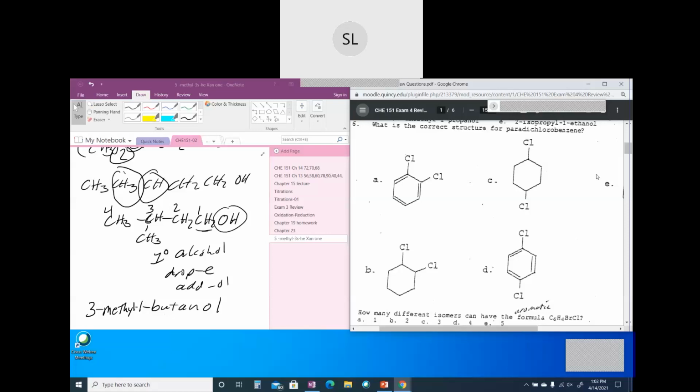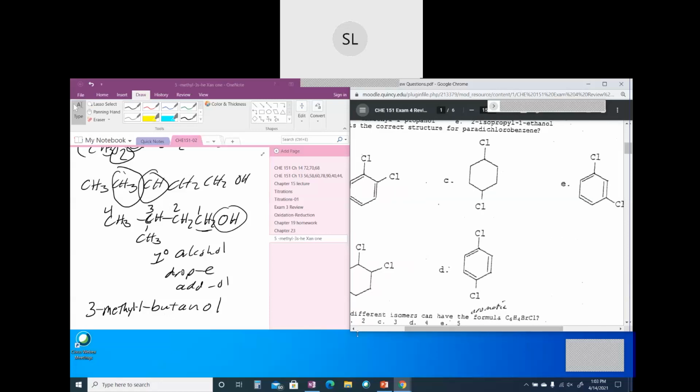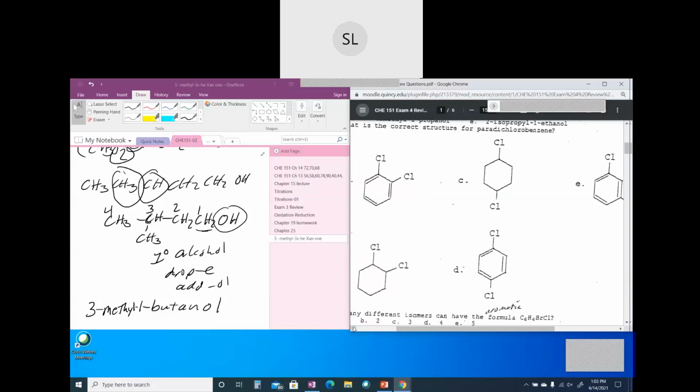I'm not sure what that other second guess here is. Meta. Yep. So they give you all 3. They give you the ortho, they give you the meta, and they give you the para. So you have to know that para means 1,4. And so the 1,4-dichlorobenzene, that is dichlorobenzene, not cyclo, is your benzene.